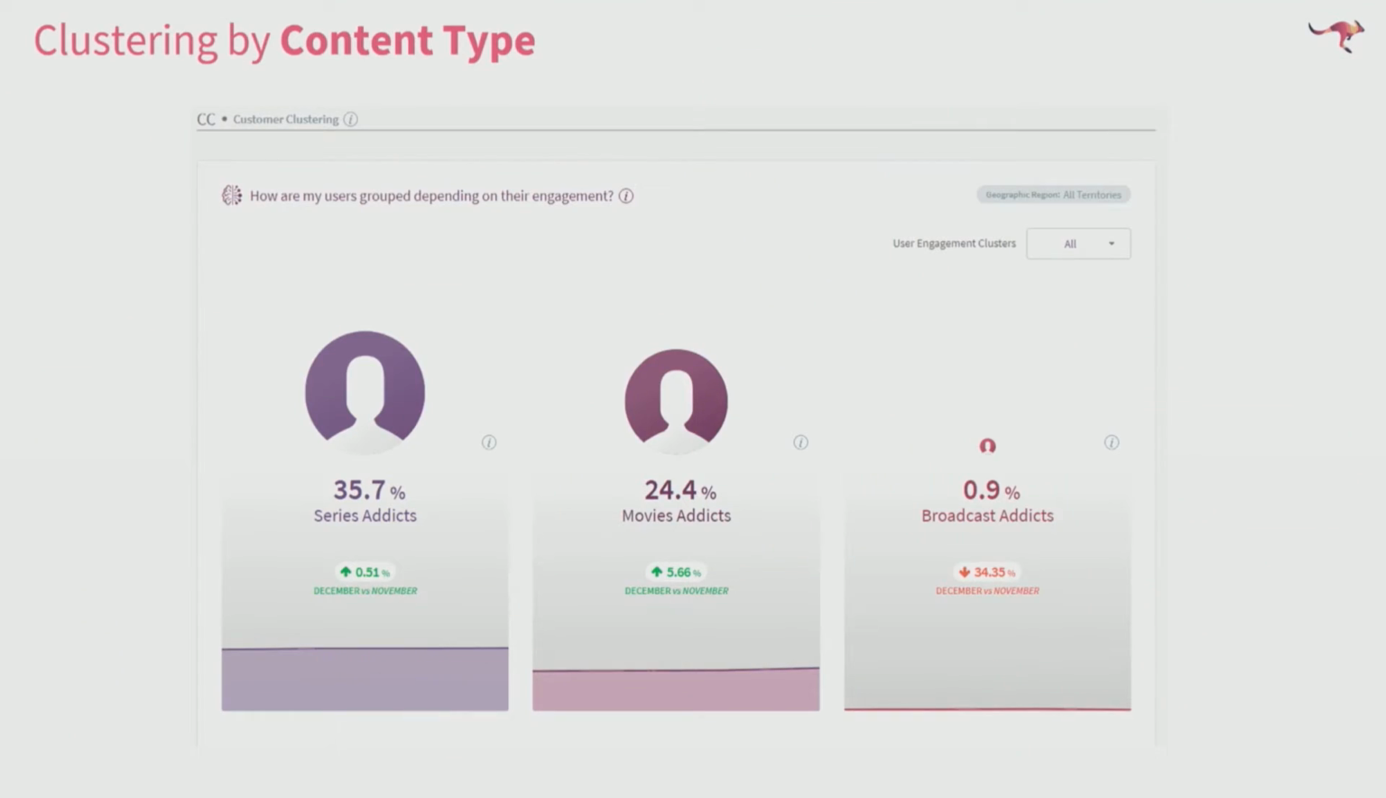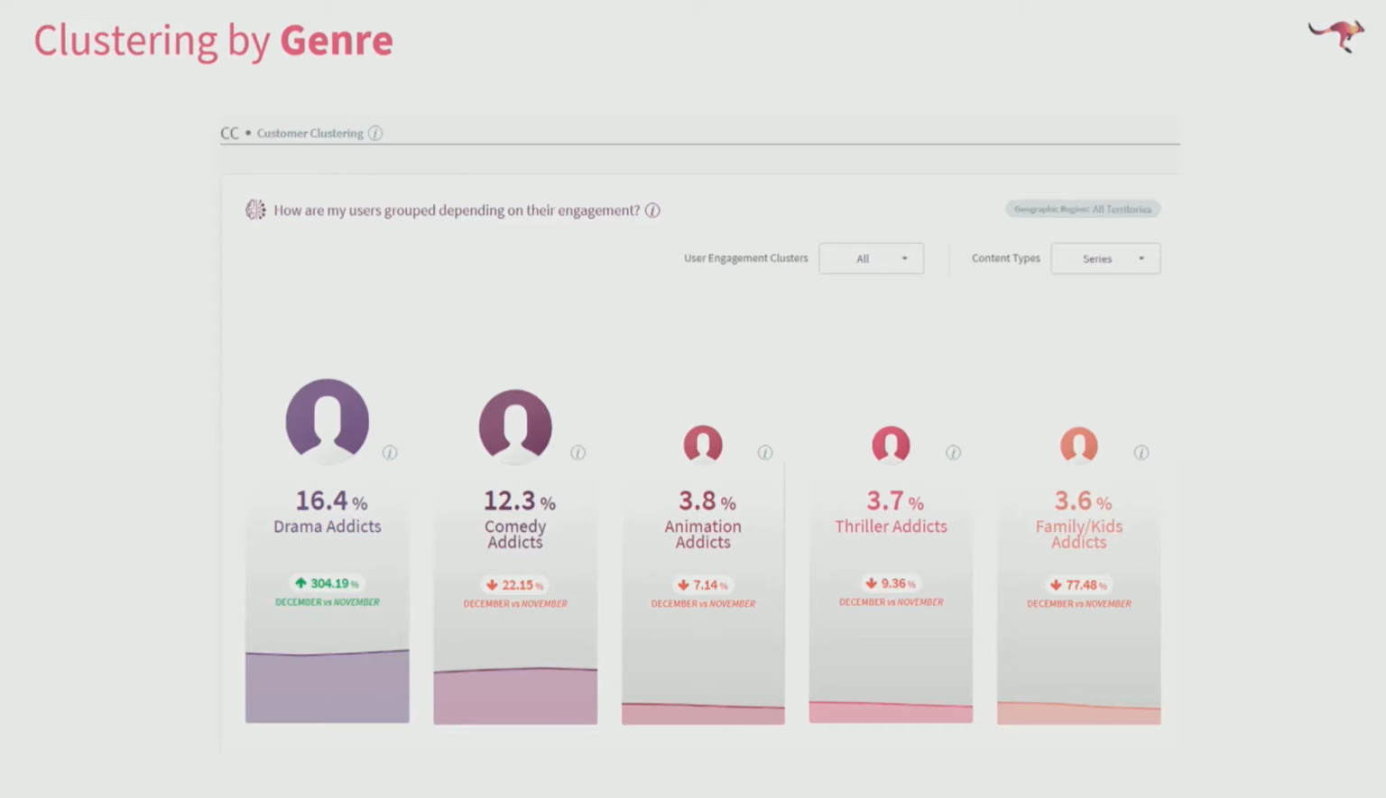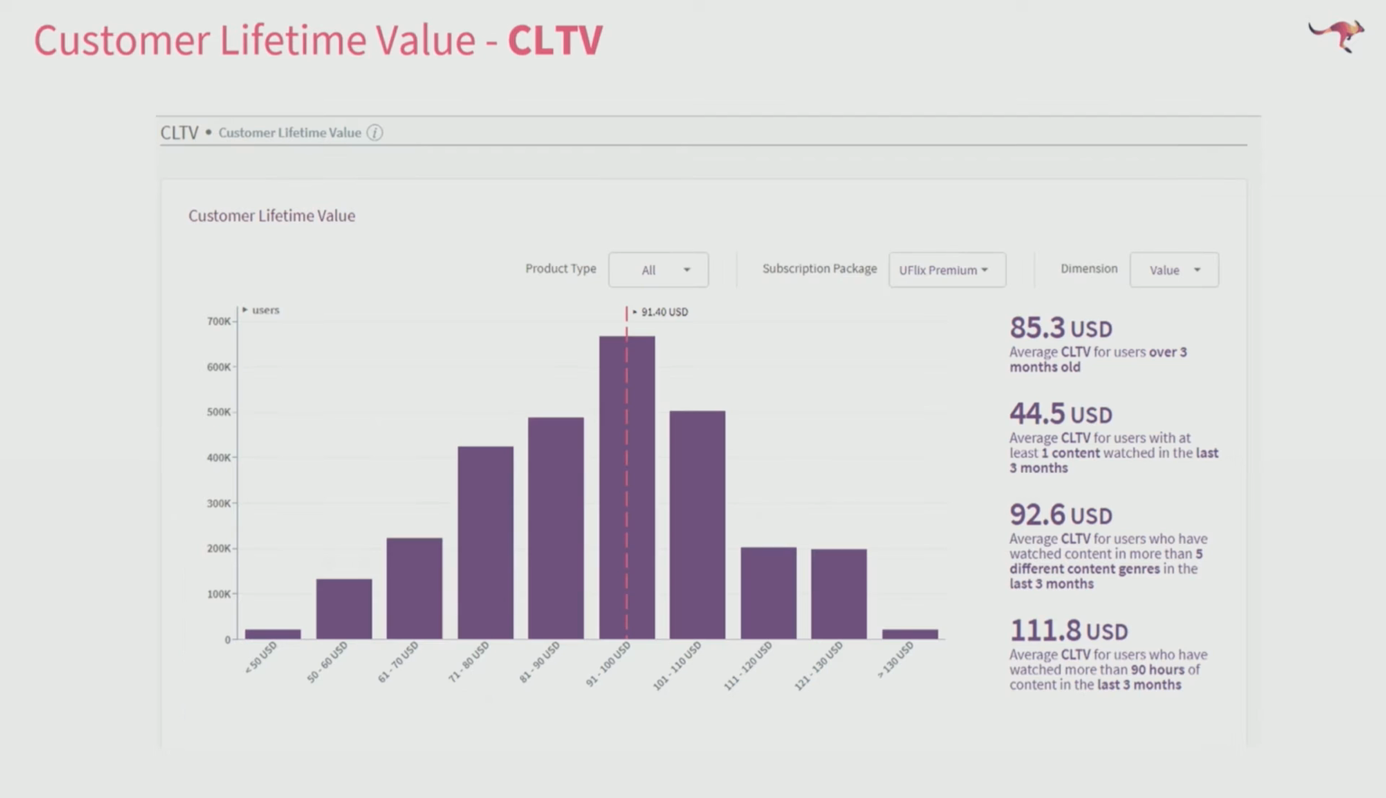And as you might have seen in the first video, all of this data is immediately actionable, and you can use a marketing automation program to go directly to your users and market to them. We're also looking at by content type, so we have 35% that are addicted to series and movies, 24%, and then just a fraction at broadcast. And we're looking at by genre. So you can take any of these clusters and then market directly to your consumer, so it's allowing you to personally market at scale.